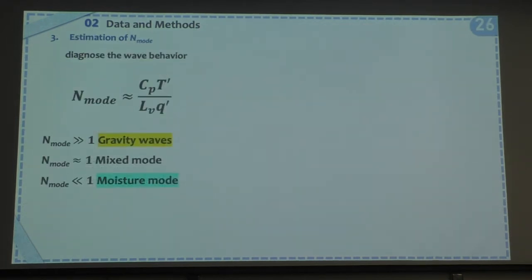Furthermore, we use the N mode as an additional criteria. The N mode is used to diagnose the wave behavior controlled by the temperature anomaly or moisture anomaly. If N mode is larger than 1, the temperature anomaly controls this mode, that is a gravity wave mode. If N mode is close to 1, it shows a mixed gravity moisture mode. If N mode is less than 1, that is a moisture mode, which means the moisture anomaly is more important.